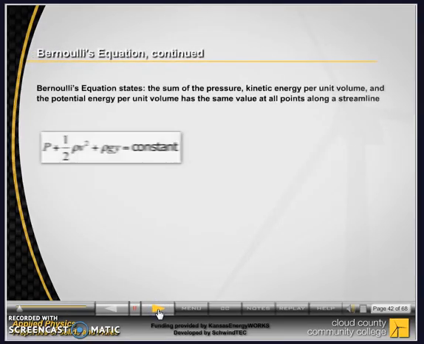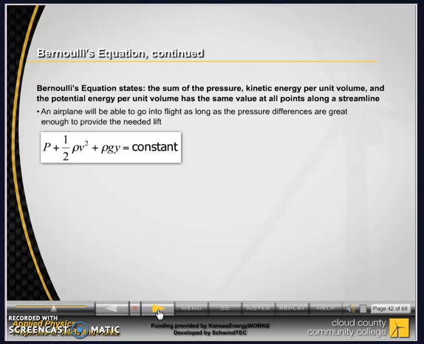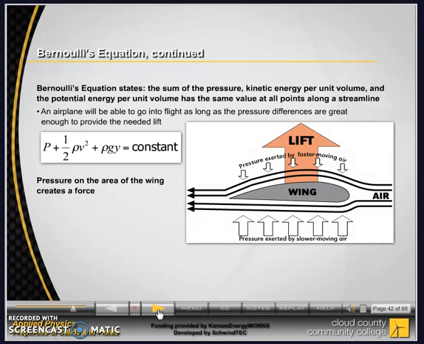Bernoulli's equation states that the sum of the pressure, kinetic energy per unit volume, and the potential energy per unit volume has the same value at all points along a streamline. So the fact that these terms are conserved means that an airplane will be able to go into flight as long as the pressure differences are great enough to provide the needed lift to the plane. Pressure on the area of the wing creates a force. This force, when unbalanced, will create an acceleration or a lift on the wings of the plane.